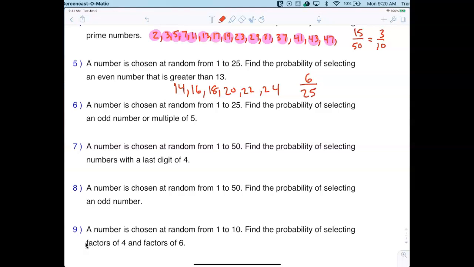Okay, you okay now? Seriously, I'm trying to help you. Okay, so now you do, right? All right, here we go. 6 out of 25.